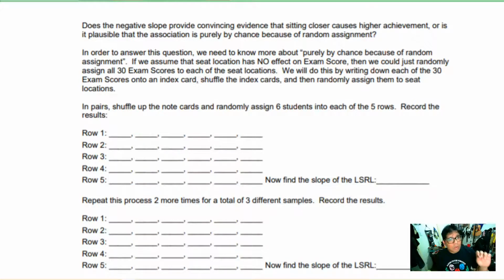Okay. Well, if that's true, then if we just sort the students into different rows, then that shouldn't change things. And I want you to take a good look at this part of the sentence. If we assume that the seat location has no effect on the exam score, that sounds an awful lot like a null hypothesis to me.